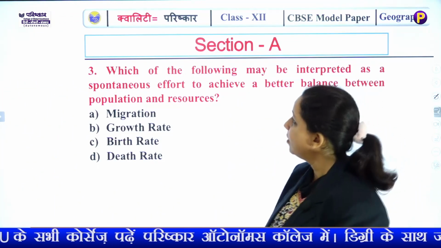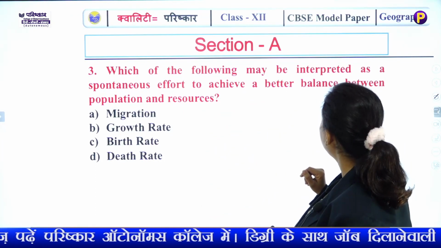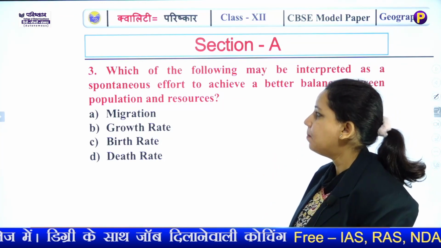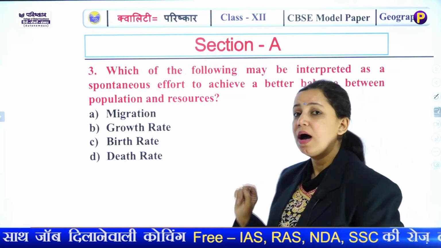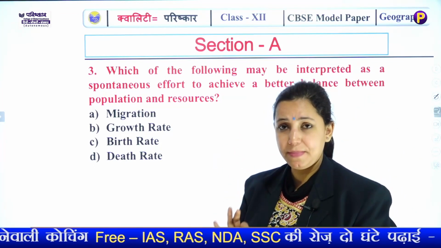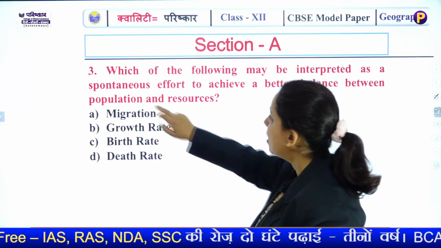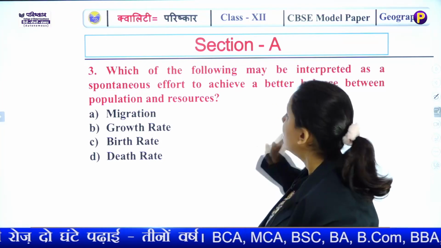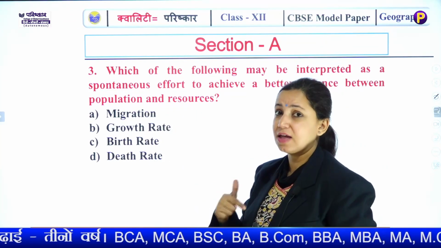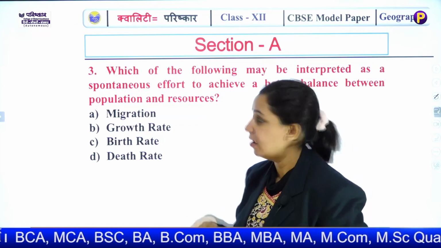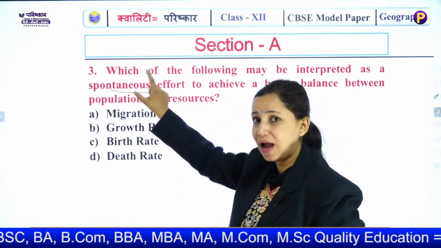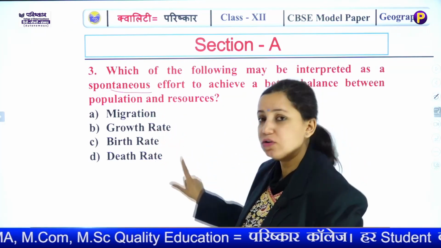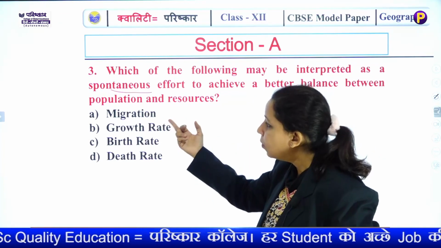The third question: which of the following may be interpreted as a spontaneous effort to achieve a better balance between population and resources? Here I want you to make a note of one particular thing. What is asked? A balance has to be struck between population and resources, but the balance has to be spontaneous, it should be immediate. The word spontaneous has come. Now you have to focus on this keyword and accordingly choose your correct answer. What can it be?